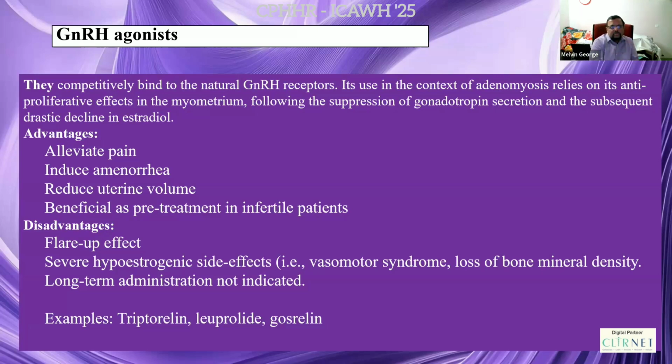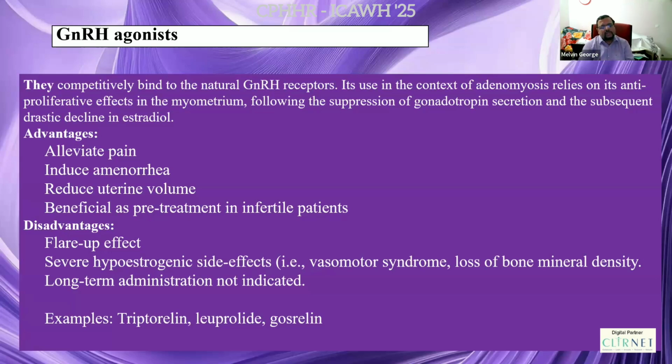And it is also useful, particularly in the context of people who are undergoing infertility treatment. So when we are initially starting the infertility treatment for some of these patients, the GnRH agonists are given for a brief period to reduce the adenomyotic lesions. A disadvantage of this drug is there could be flare-up, sometimes worsening of the symptoms, and severe hypoestrogenic side effects can occur. For example, vasomotor syndrome and loss of bone mineral density, so long-term use is not really indicated.